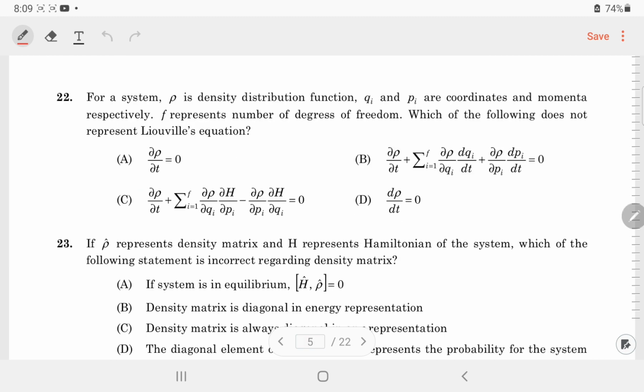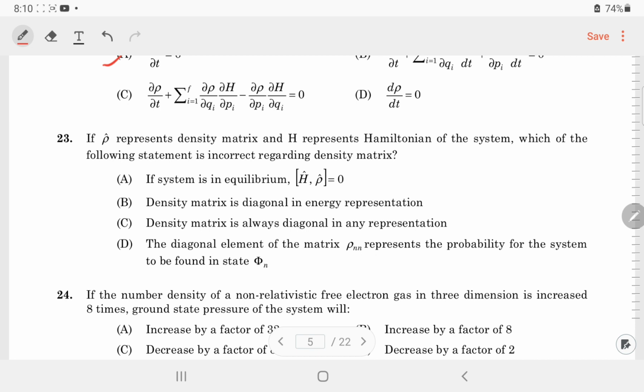Question number 22. For a system, rho is the density distribution function, qi and pi are coordinates and momenta respectively, and F represents the number of degrees of freedom. Which of the following does not represent Liouville's equation? The answer is option A. Del rho by del t is equal to 0.